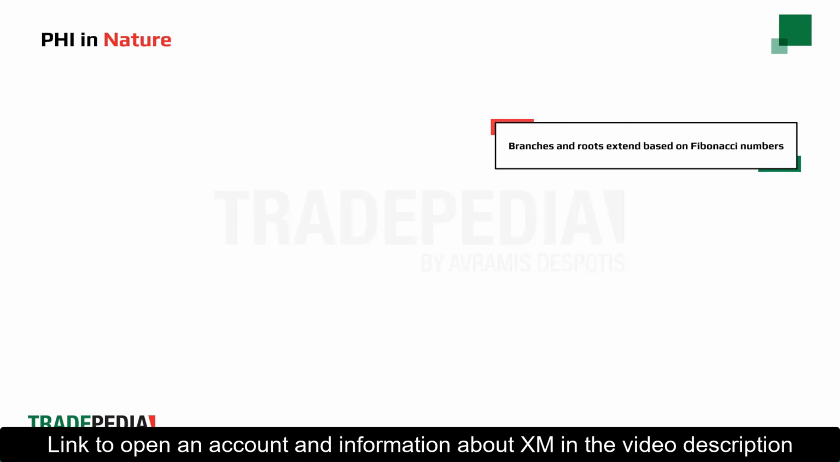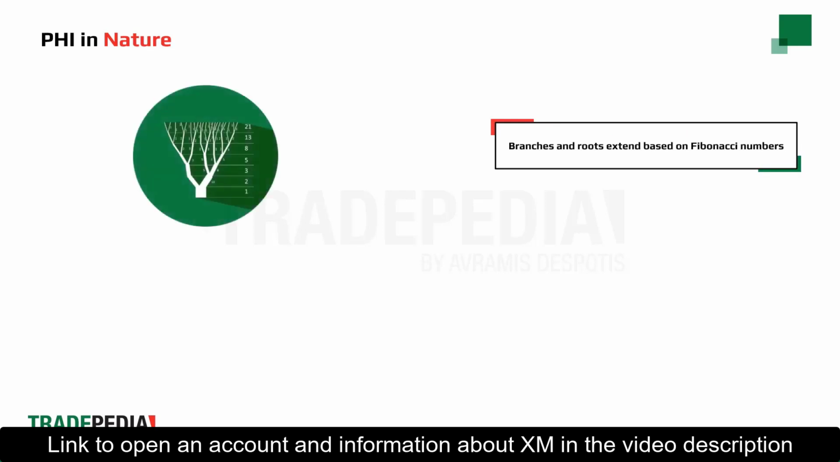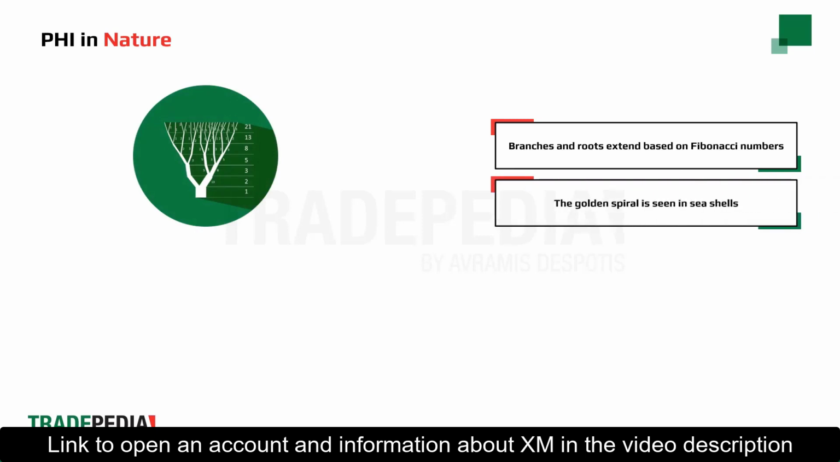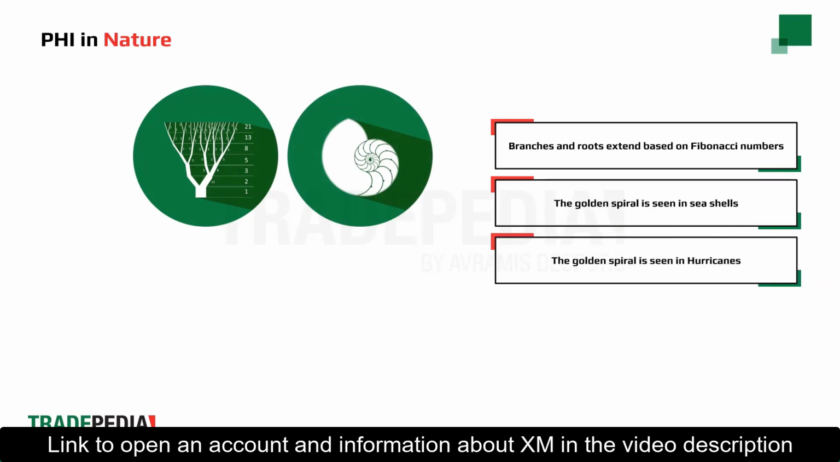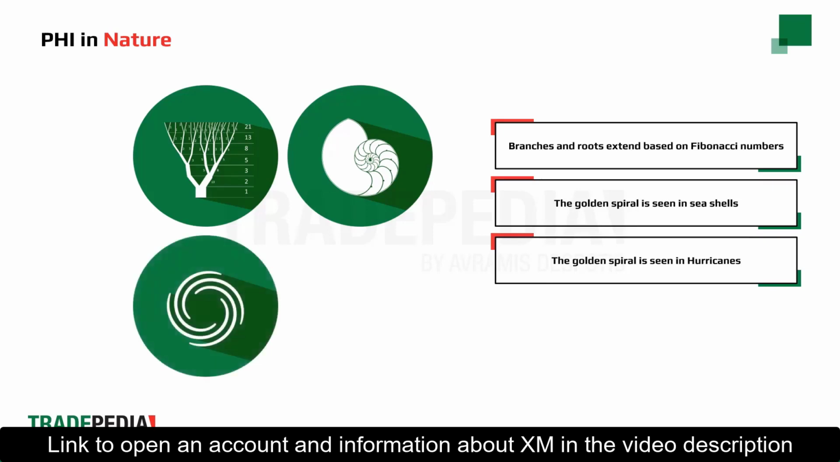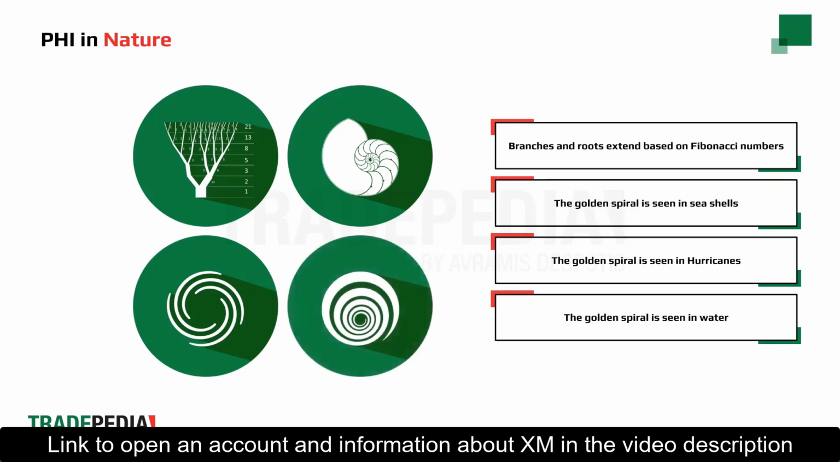Do you know where we find this golden spiral and rectangle? We find them everywhere in nature. For example, the branches and roots of a tree extend based on the Fibonacci numbers and subsequently the number phi. The shape of a seashell takes the shape of a golden spiral. Another case is a photo of a hurricane from a satellite. It takes the shape of a spiral, but it's not just any spiral, it's a golden spiral. The same applies if you fill your bathtub with water and let the water flow down the drain. It flows in the shape of a golden spiral.